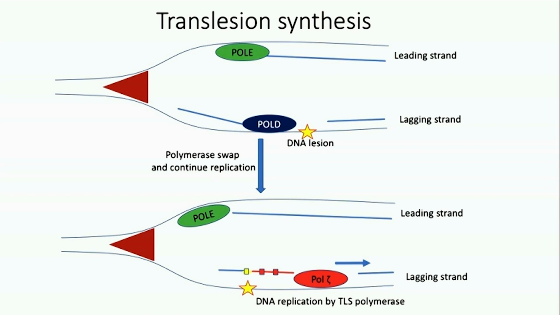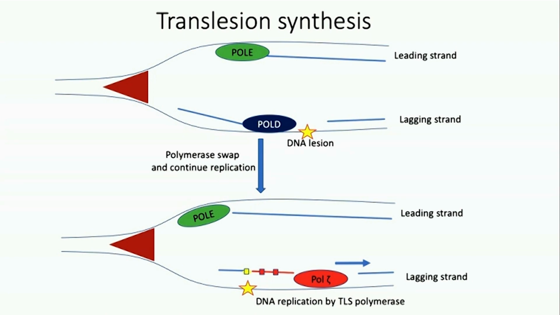Even if replication keeps going, introducing mutations is much better than the cell dying because it cannot deal with this lesion. And one of the very active systems to tolerate lesions is translesion synthesis. When the normal replicative polymerase meets a lesion, it stalls, and then it switches to a polymerase with very low fidelity, but this polymerase can actually bypass the lesion.